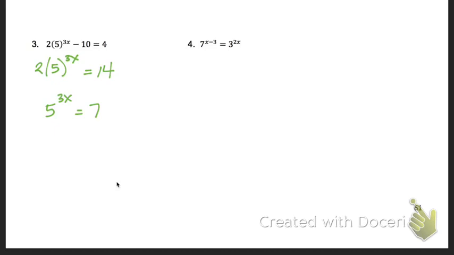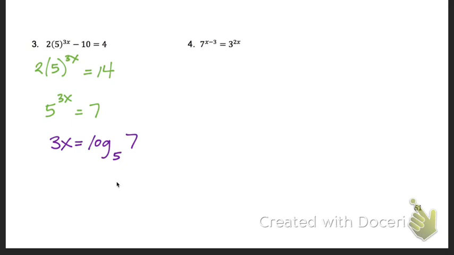I can take a log of base 5, or I could take a log of base 7. Let's do 5. I prefer the left side. I don't know why, I just do. But if you wanted to do log base 7, you could as well. So when I do log base 5, I'm going to skip a step, and I'm going to say that 3x equals log base 5 of 7.